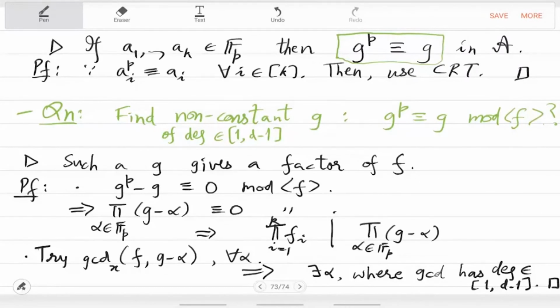How much time will this process take? How many times are you computing GCD? P times, right? So this process is not the fastest one, because it takes at least P time, and P itself may be 1000 bits. So this itself may take 2 raised to 1000 steps. But the saving grace is that it is not dependent on Q. So when the characteristic is very small and the field is very large, which happens quite often in computer science, because P is 2 and the finite field is of size 2 raised to 1000, in those cases you can use this idea.